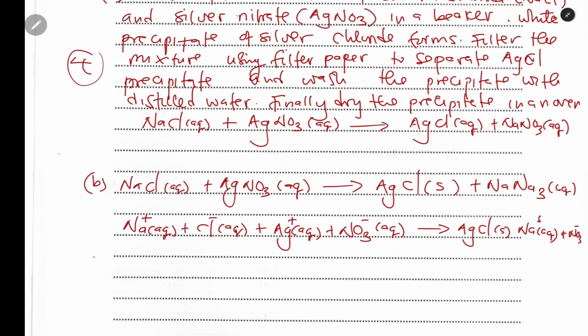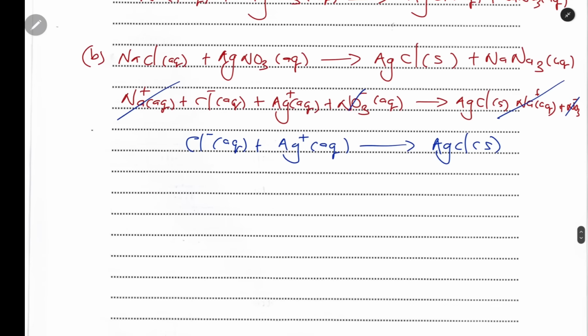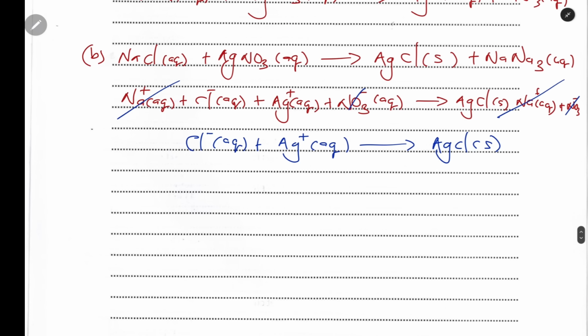So now we cancel out what is common on both sides. Sodium and sodium. Chloride, do we have chloride on the other side? No. What else is common here? Nitrate. What remains? Chloride ion, aqueous, plus Ag ion, aqueous, resulting in AgCl, which is solid. So this is the net ionic equation. Alright, I guess there's no problem up to this point.